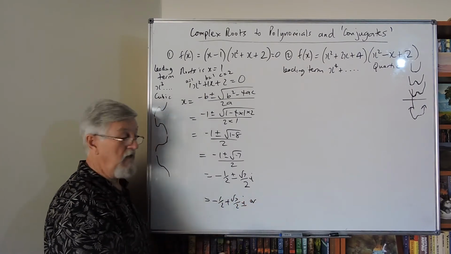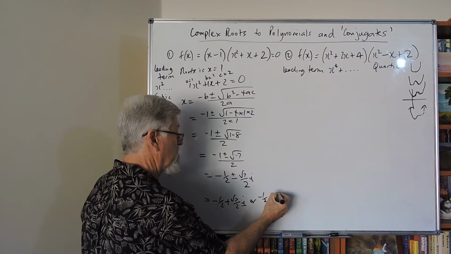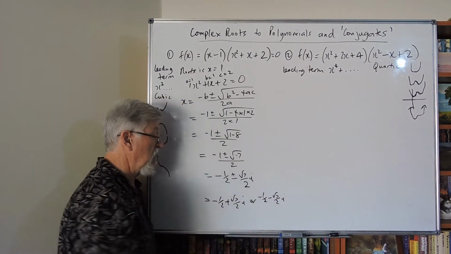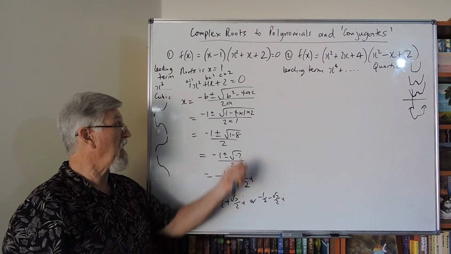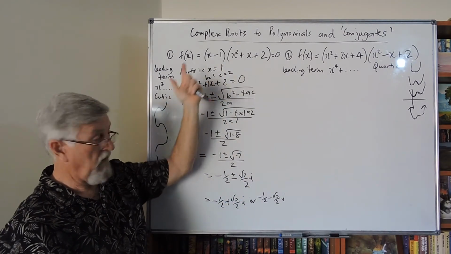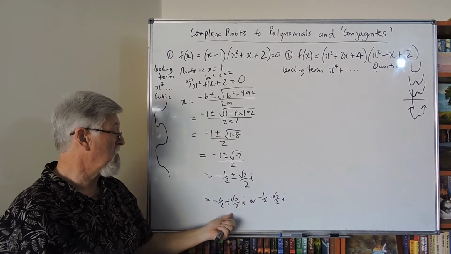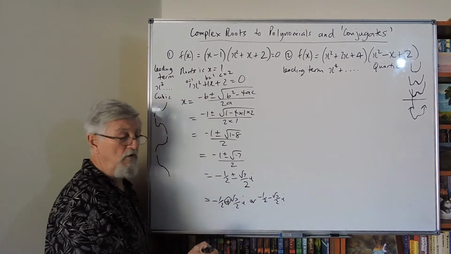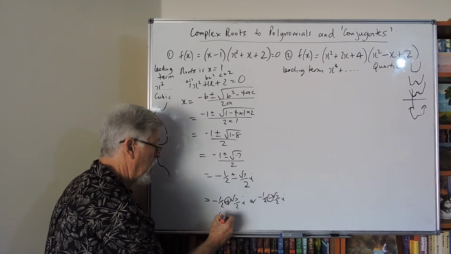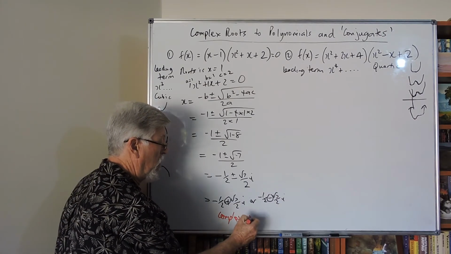And the other root is minus a half minus root 7 on 2i. Underlying, it's like I'm doing vectors. So every time you get a complex root to a polynomial, to a cubic, and in a moment to a quartic, there's going to be the positive i version and the negative i version. And they are called the complex conjugates.